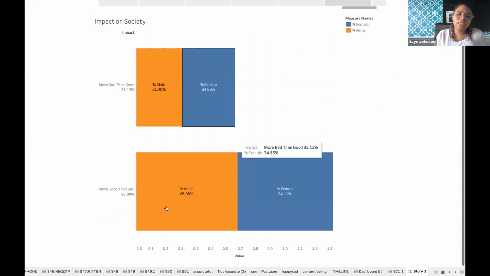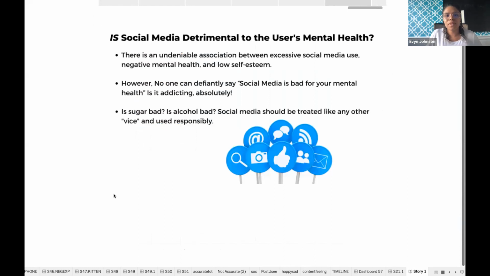You can also see here that 67% of people say that they feel that social media has more of a positive impact on society than the 33% of people that say they feel it has a negative impact on it. So to answer the question, is social media detrimental to the user's mental health? Well, that's kind of a tough question because there is an undeniable association between excessive social media use and negative mental health and low self-esteem. However, no one can definitely say that social media is bad for your mental health.